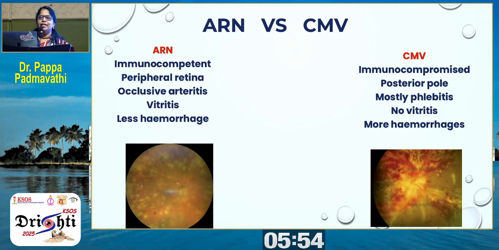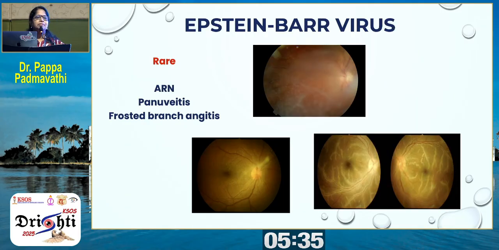The differences between ARN and CMV retinitis: ARN occurs in immunocompetent patients and affects the peripheral retina, and it is an occlusive arteritis, while in CMV it is more of a phlebitis. Vitritis is more in ARN but there is no vitritis in CMV, and there are fewer hemorrhages compared to CMV. Epstein-Barr virus is not a common virus, but it can produce an ARN-like, acute retinal necrosis-like picture.